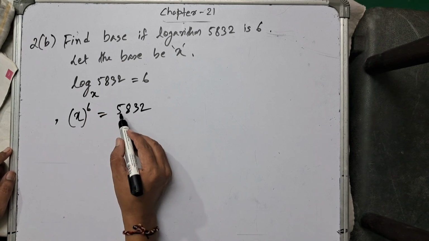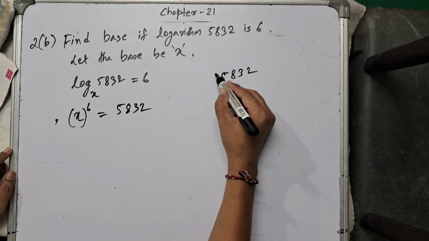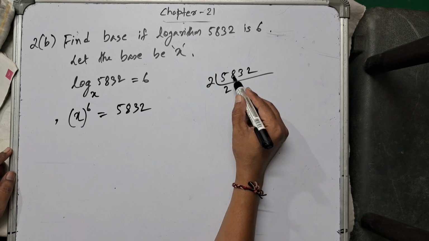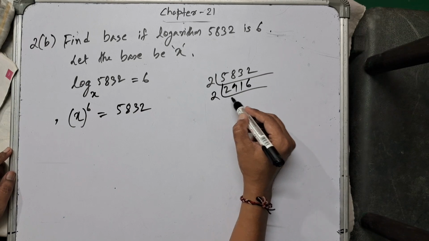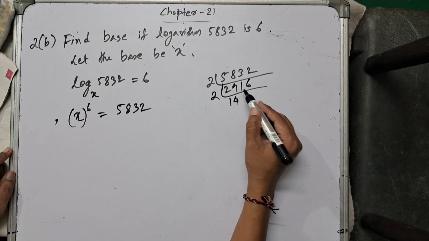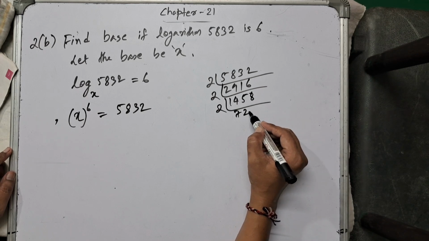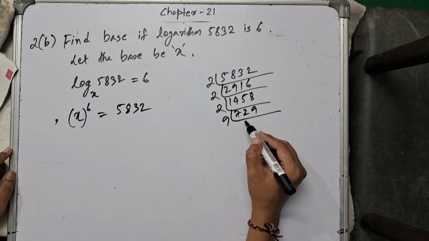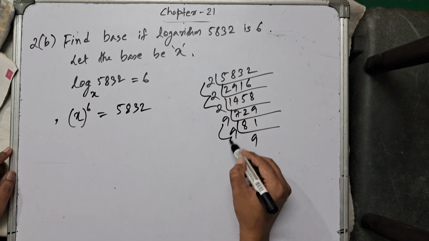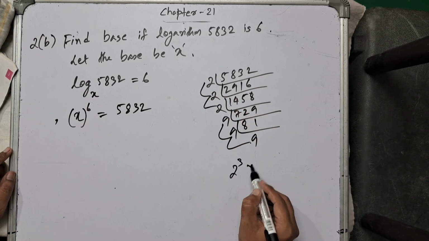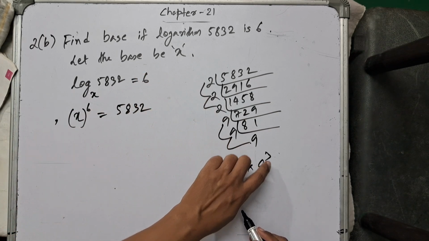5832. Now let's find the factors of 5832. 2 2s are 4, 2 9s are 18, 2 6s are 12, 2 4s are 8, 2 5s are 10, 2 8s are 16, 2 7s are 14, 2 2s are 4, 2 9s are 18, 9 8s are 72, 9 9s are 81. So 2 2 2 and 9 9 9. That means 2 cube into 9 cube. 2 cube, 9 cube.